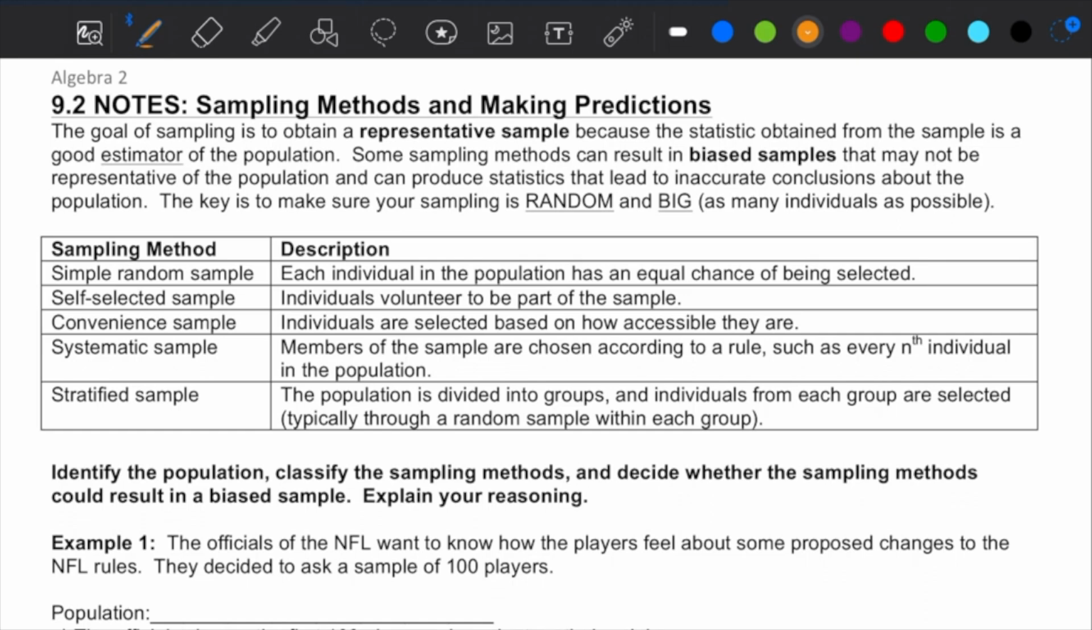Systematic sample, so members of the sample are chosen according to a rule, such as every nth individual in the population. So you're saying maybe every 3rd person that walks into a movie theater. And stratified, which means that the population is divided into groups, and then individuals from each group are selected. And then typically it's through random sampling within each group. So let's say you're going to take 10 freshmen, 10 sophomores, 10 juniors, 10 seniors. That would be an example of stratified.